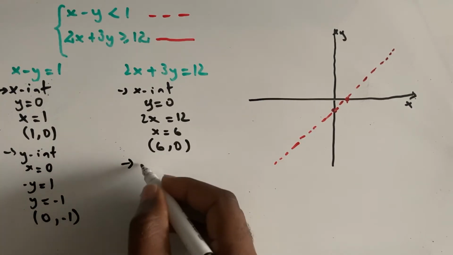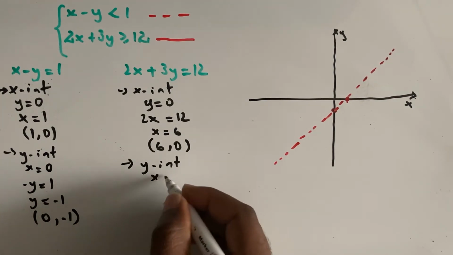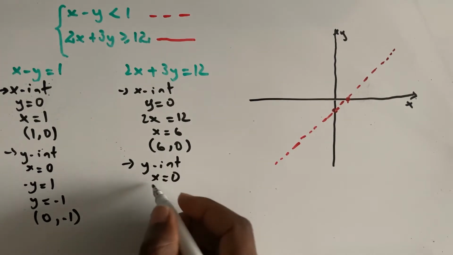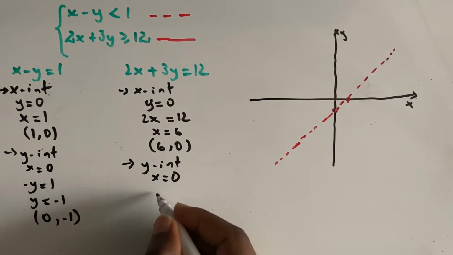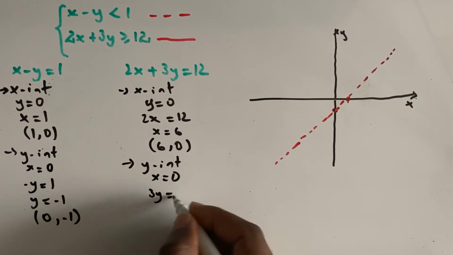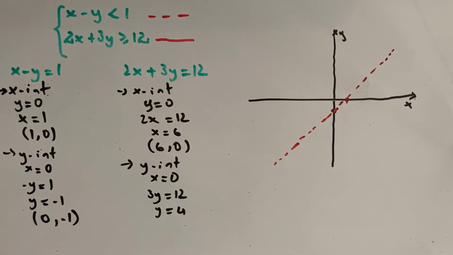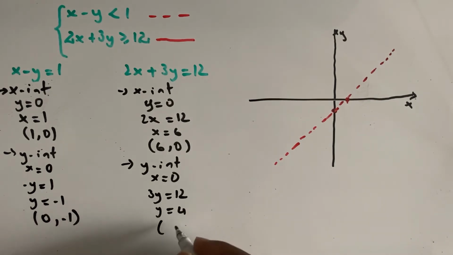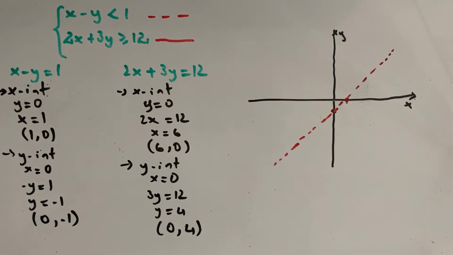Now the y-intercept. I'll let x be 0. When x is 0, I replace x by its value, and this term will be gone, so it will be 3y equals 12. Then I divide both sides by 3, and y is 4. So the ordered pair in this case will be 0, 4. So the two points are 6, 0 and 0, 4.